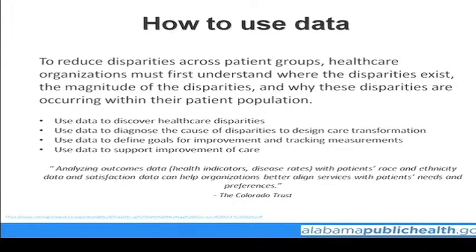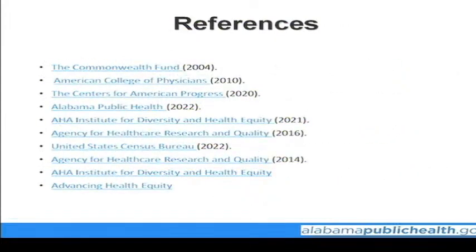The Colorado Trust stated that analyzing outcome data such as health indicators and disease rates with patients' race and ethnicity data and satisfaction data can help organizations better align services with patients' needs and preferences. Here you can find the references we used to create this presentation and find out more about health and disparities and race and ethnicity data collection.